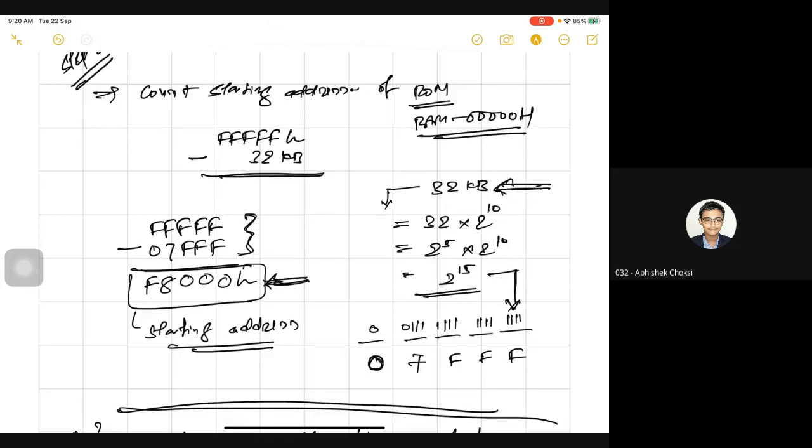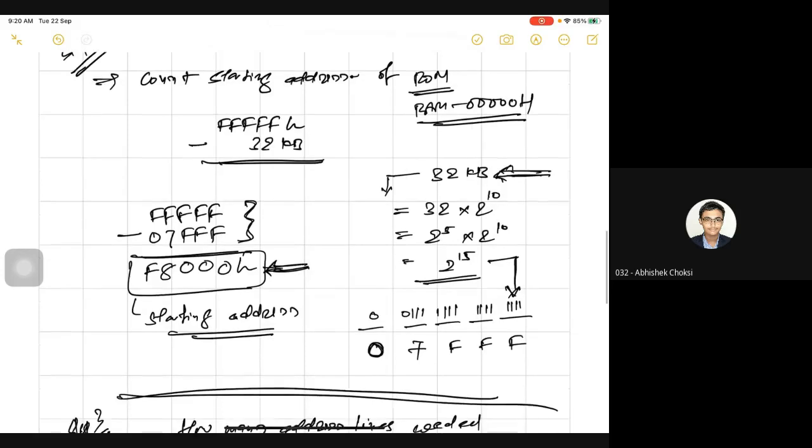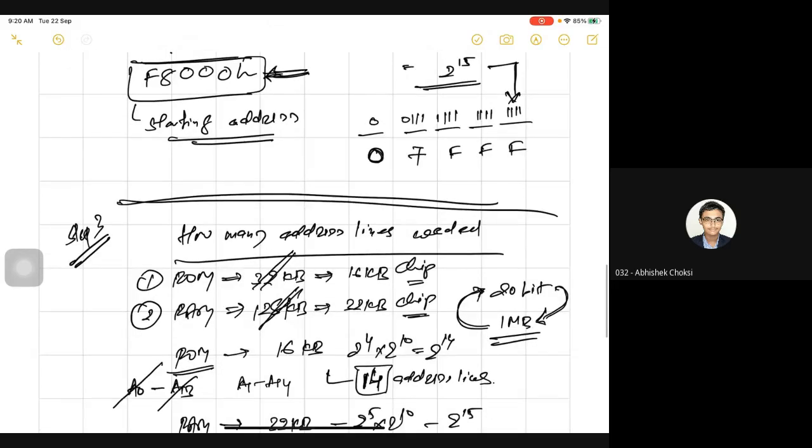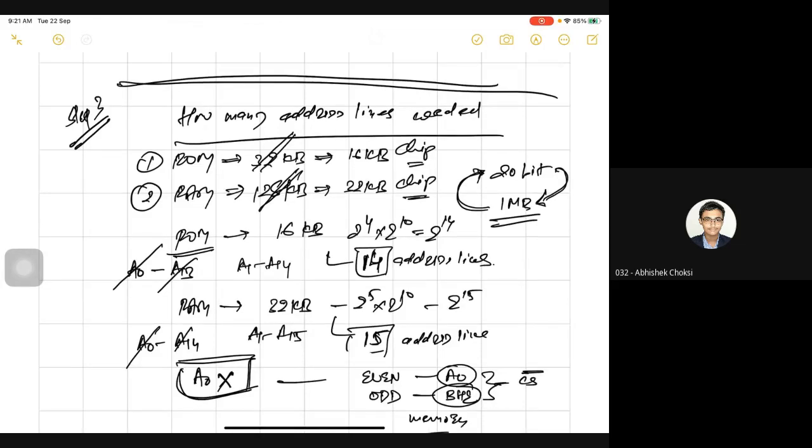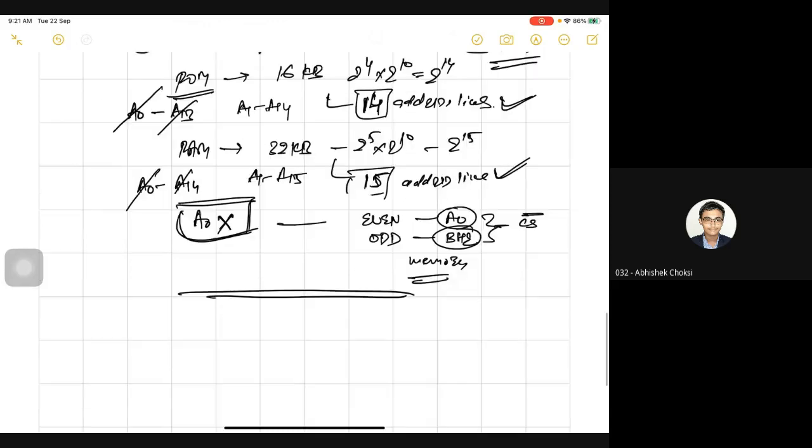Same way, step 3, you need to find out how many address lines will be needed. Address lines are needed based on the chips available. You have 16 KB chips and 32 KB chips available. For 16 KB you require 14 address lines, for 32 KB you require 15 address lines. You can't allow A0 because it is used by default for chip select. So you need to select A1 to A14 here, and A1 to A15 there. This much is clear.